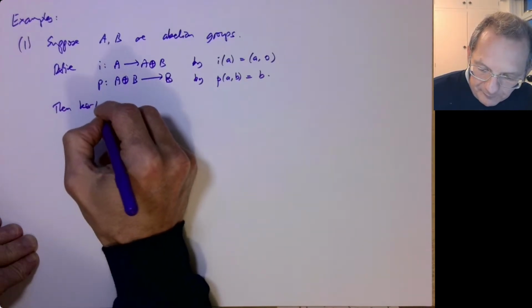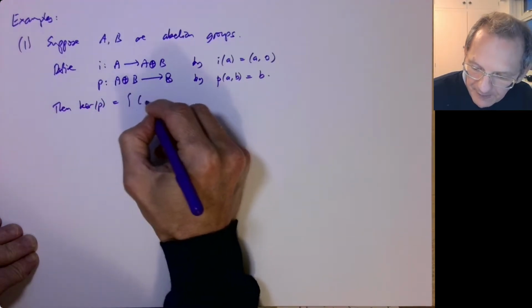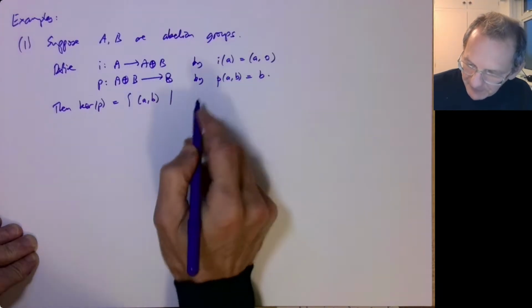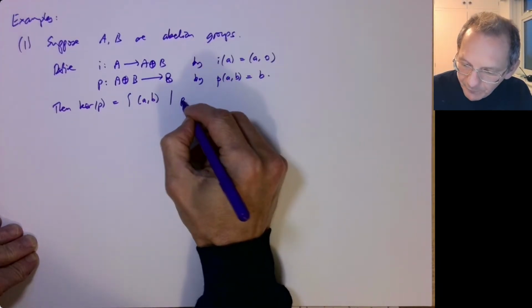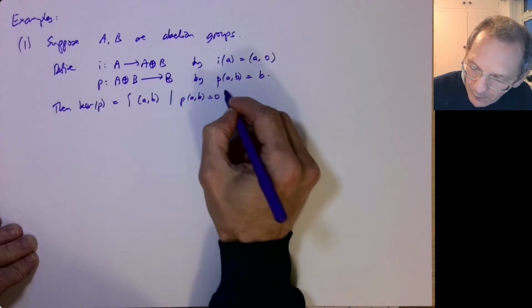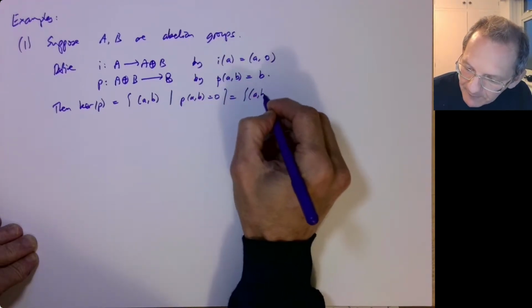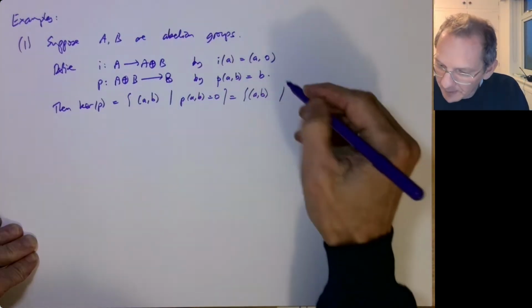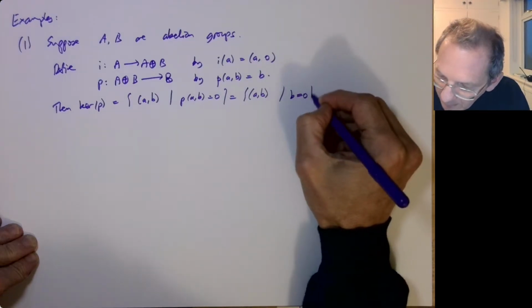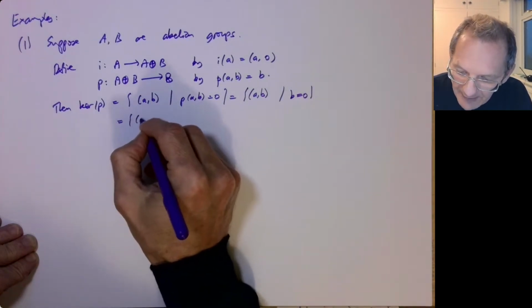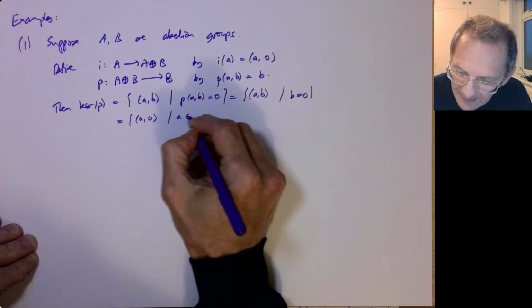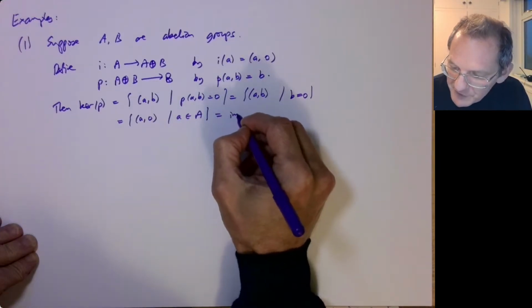Then what's the kernel of p? That's the set of pairs (a, b) for which p of (a, b) is 0. So that's the set of pairs (a, b) for which b is 0, which is just the set of pairs (a, 0), and that's just the image of i.